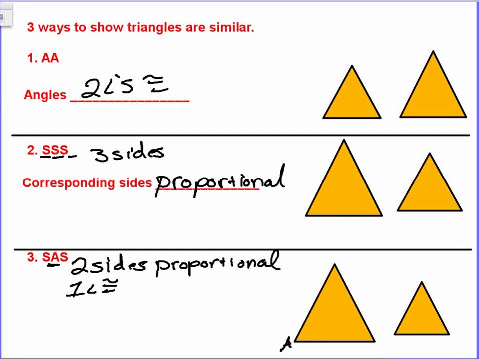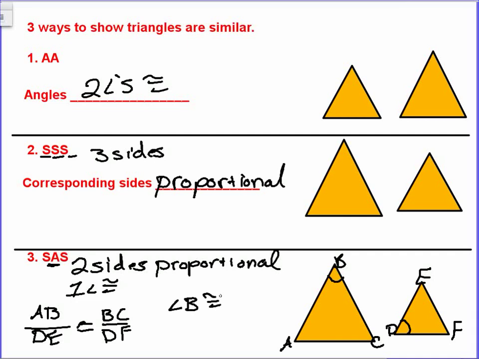So if we go over here and label this A, B, C, and this one D, E, F, we mark angle B congruent to angle D, then we have to say that AB over DE is equal to BC over DF. And remember, it was angle B was congruent to angle D. And notice B and D are in each of them.